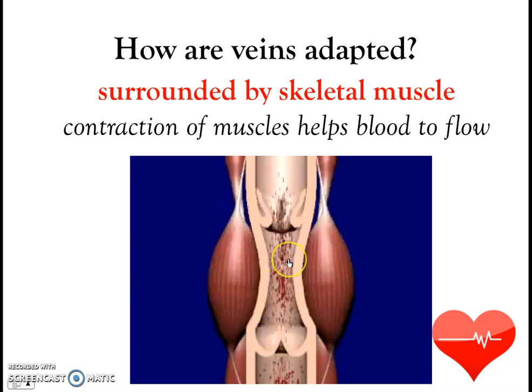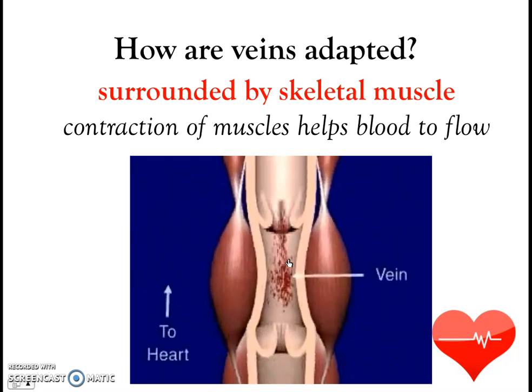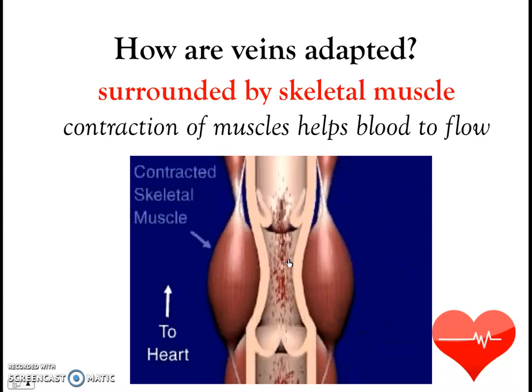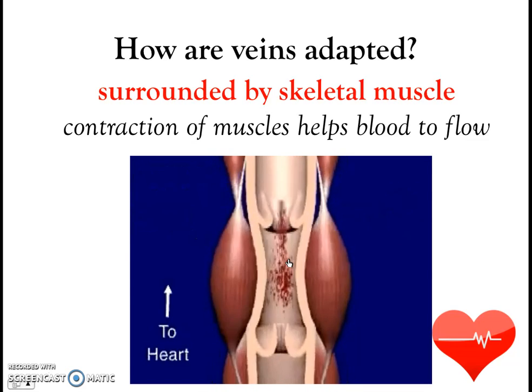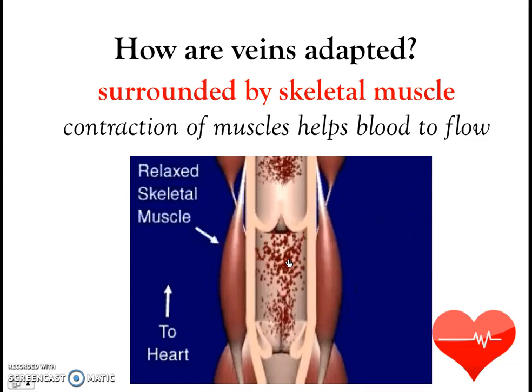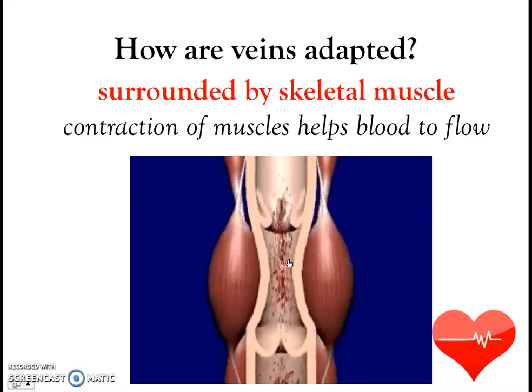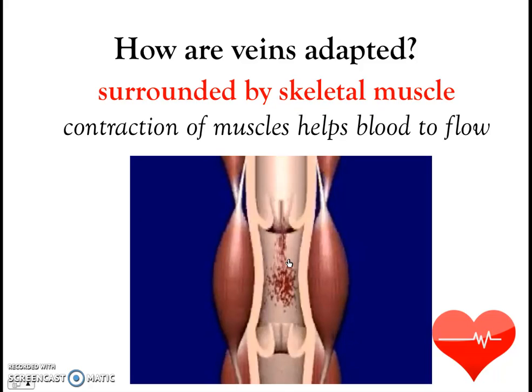So have a look at this short video. Veins contain one-way valves that work in conjunction with skeletal muscles. When the skeletal muscles contract, the valves open, and blood is forced toward the heart. When the skeletal muscles relax, the valves close to prevent the backflow of blood away from the heart. Alright, so hopefully that helps to clarify things.